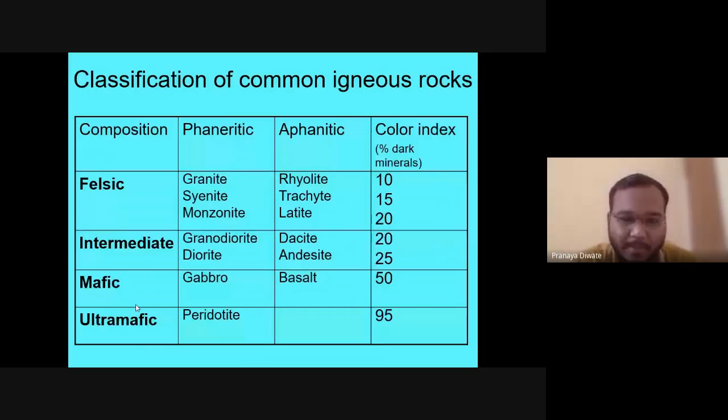So you have granite, which forms rhyolite at a later stage, syenite forms trachyte, and monzonite forms the latites. So these are all the different kinds of rocks we have.